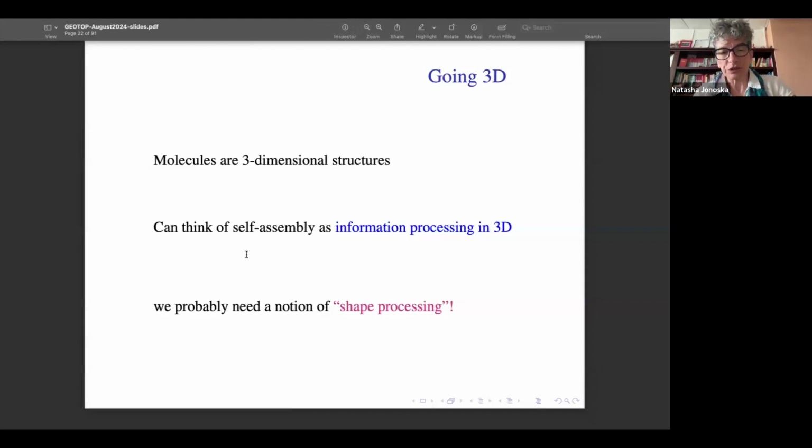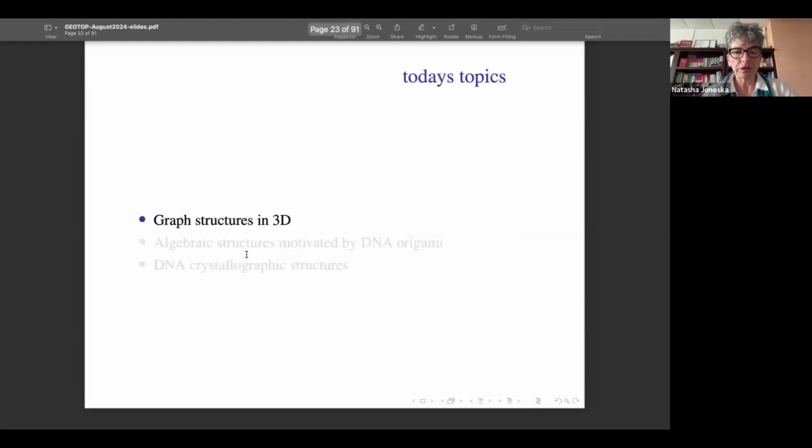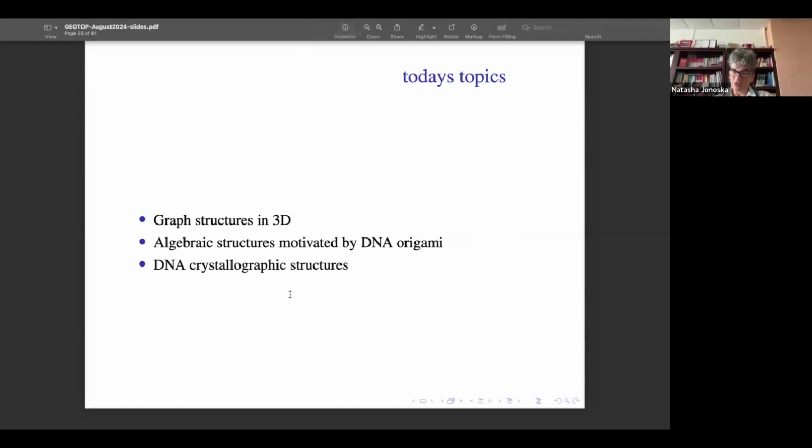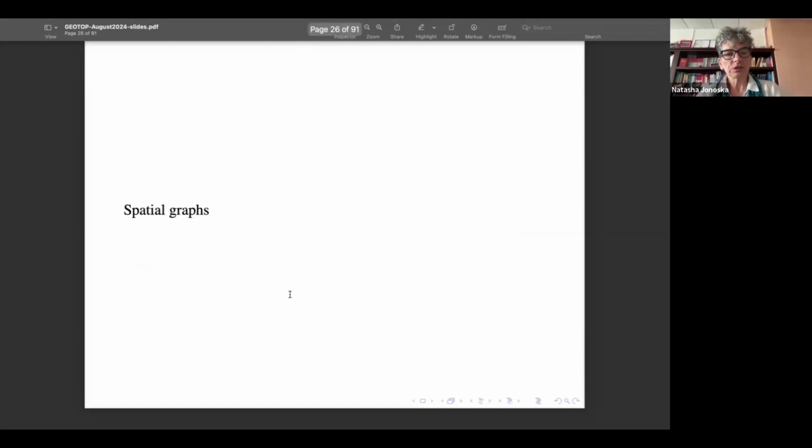We're working on it, but I will give you an example of how one can think about it. So I will talk about graph structures in 3D. I thought I would talk about algebraic structures with DNA origami, but I won't have time, so I'll skip that. I'll talk about DNA crystallographic structures. All right, so let's move on into spatial graphs.